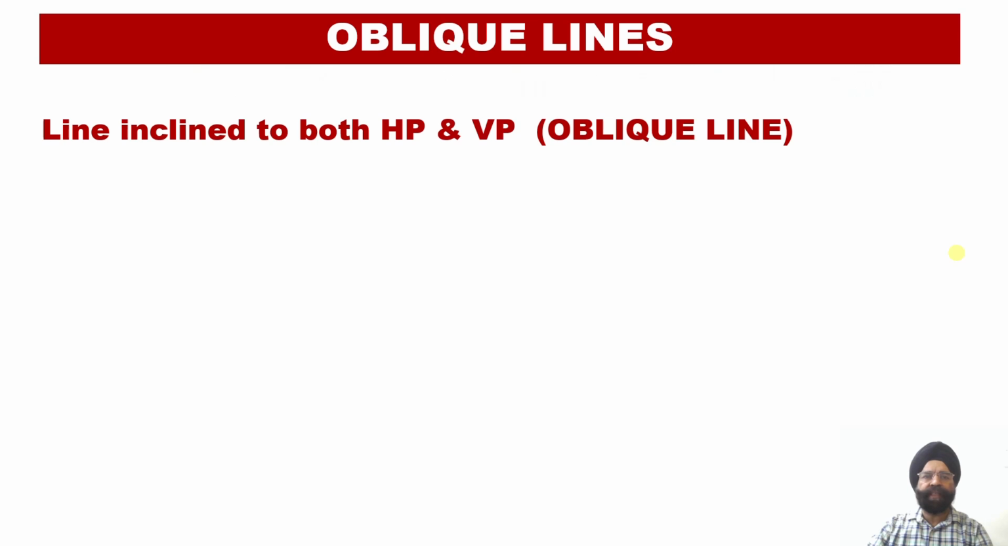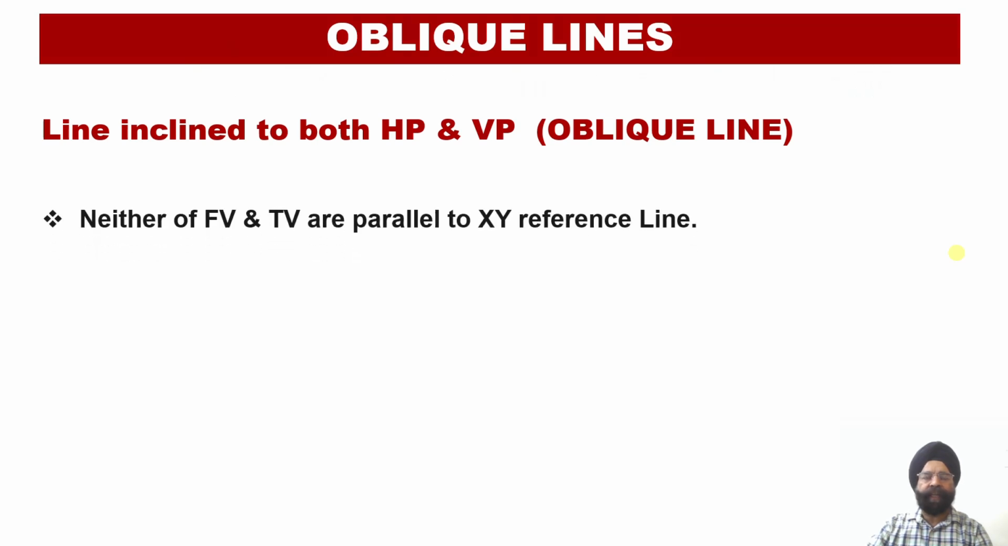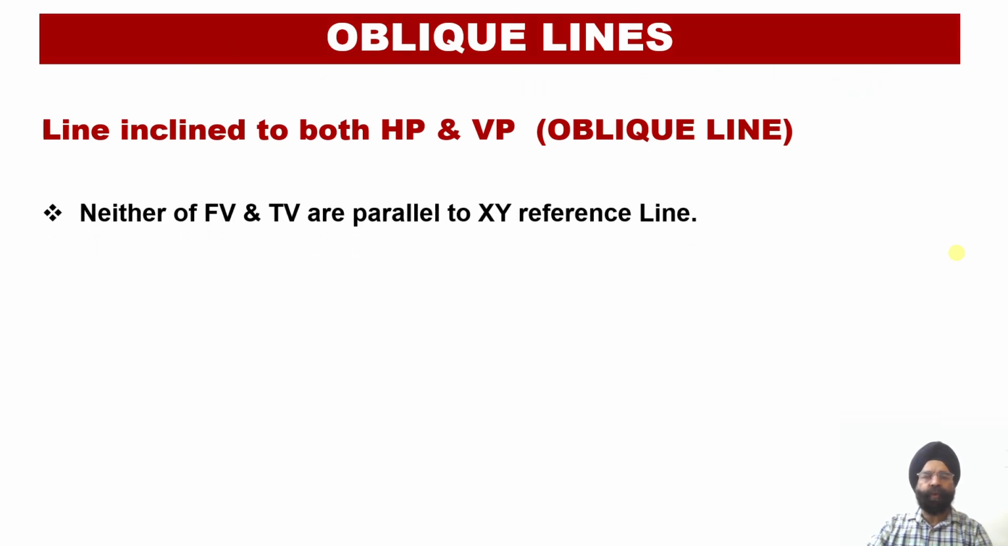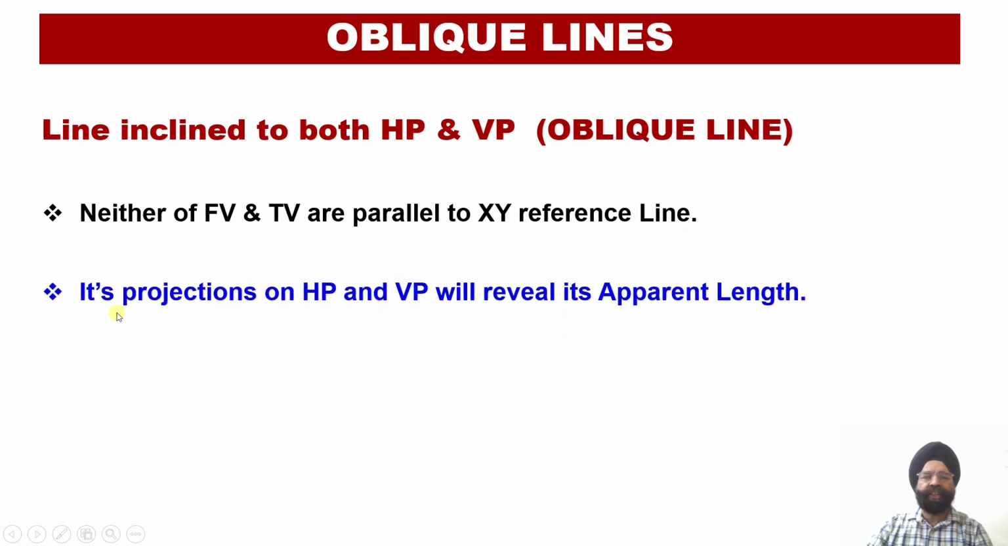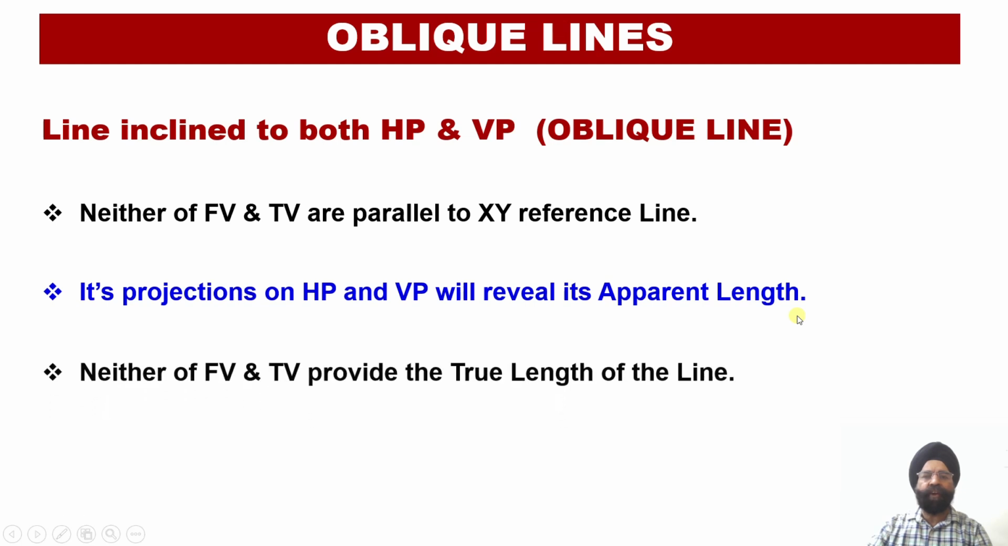An oblique line is the one which is inclined to both the reference planes, that is the horizontal plane as well as the vertical plane. Since this line is inclined to both the reference planes, neither the front view nor the top view will be parallel to the XY reference line, and the projections of the line on the horizontal plane as well as the vertical plane will reveal the apparent length of the line, and we will not be able to obtain the true length of the line either in the front view or the top view.